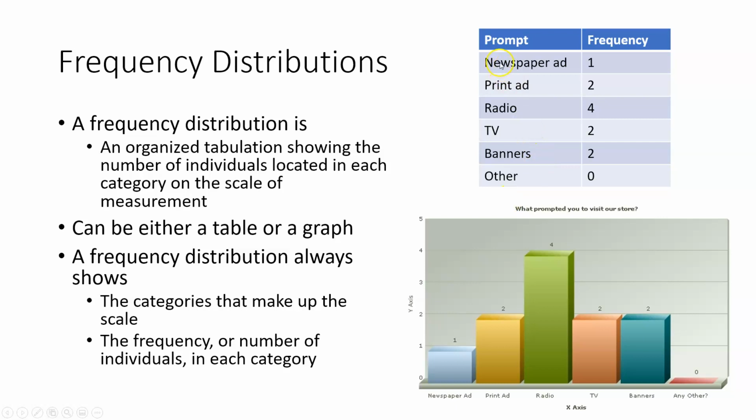So as an example, we asked the question, what prompted you to visit our store? Some people were prompted by a newspaper ad, 1 person, a print ad, 2 people, a radio ad, 4 people, a TV ad, 2 people, because of banners, 2 people, and nobody said other. Those are reflected here in a graph as well. You can see 1 person said a newspaper ad, 2 people said a print ad, 4 people said it on the radio. These are frequency distributions, a table and a graph.